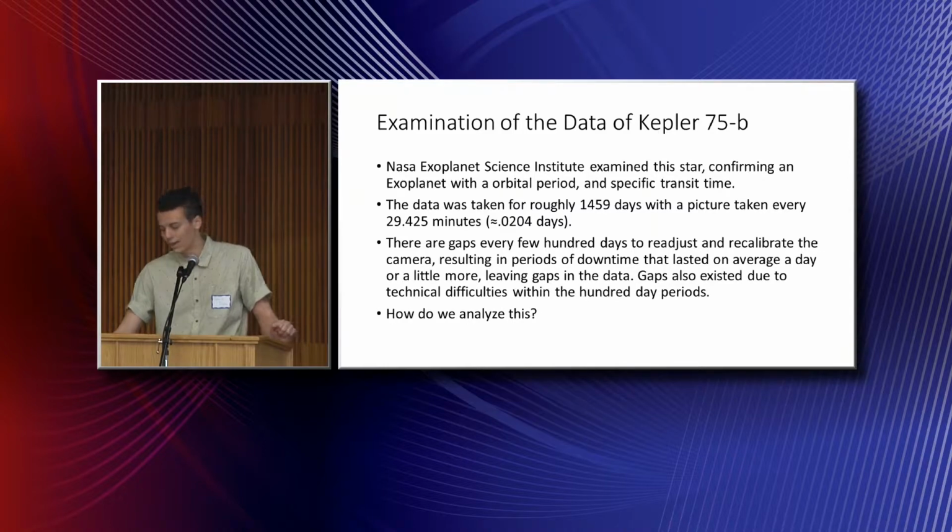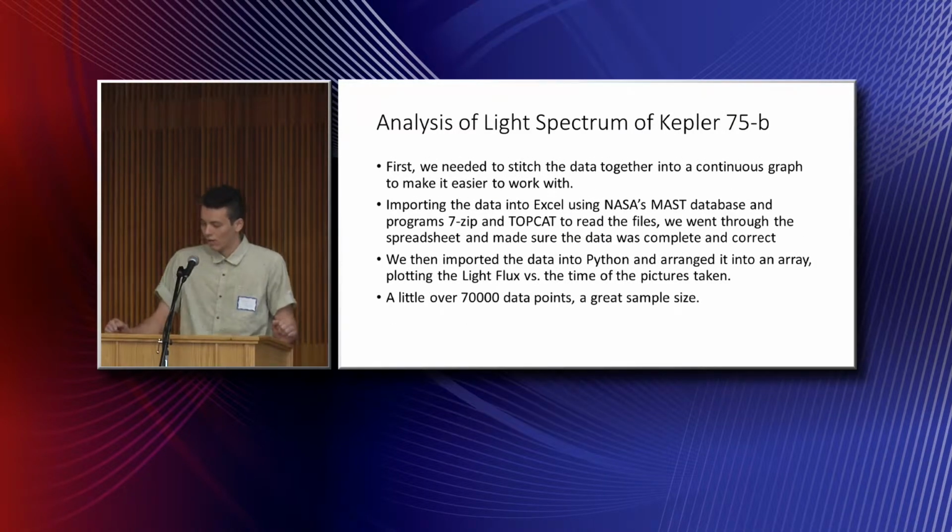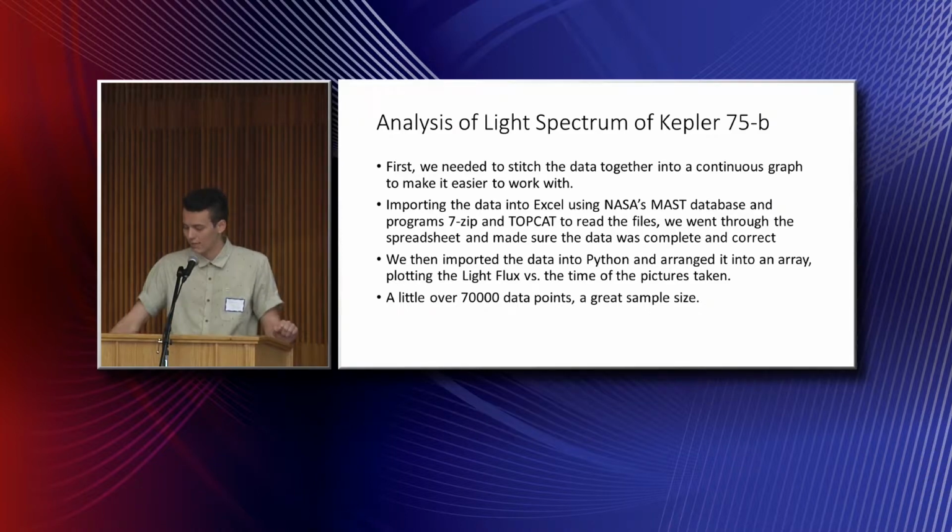So how did I analyze this? All right, so first we needed to stitch together this data in order to account for all the background differences in the light. So we imported the data into Excel using NASA's MAST database, and programs like 7-Zip and TopCat to extract the data. We then imported this data into Python as the light flux and the time, and arranged it into an array. And with over 70,000 data points, this actually was a great sample size.